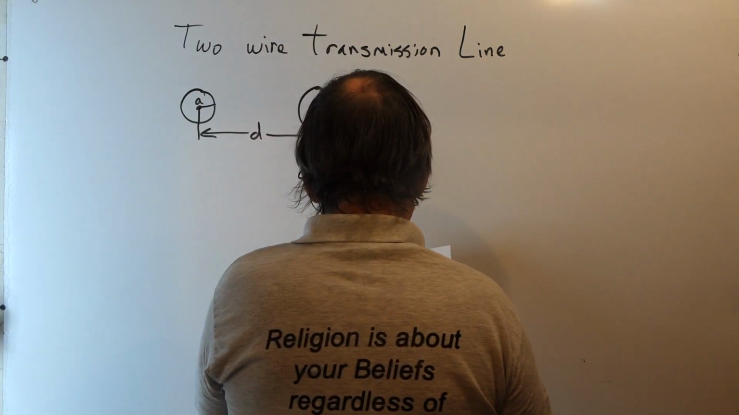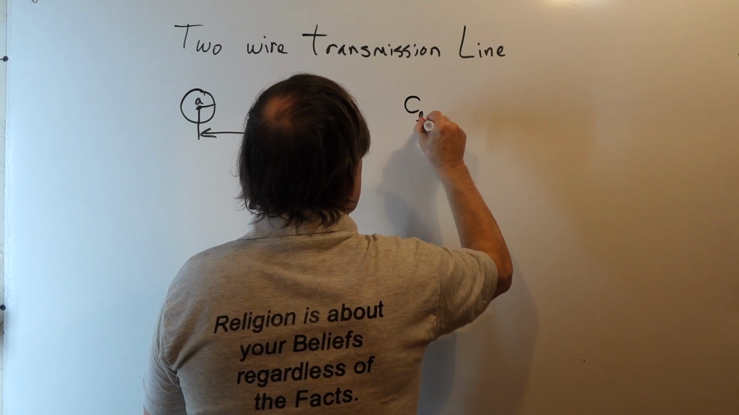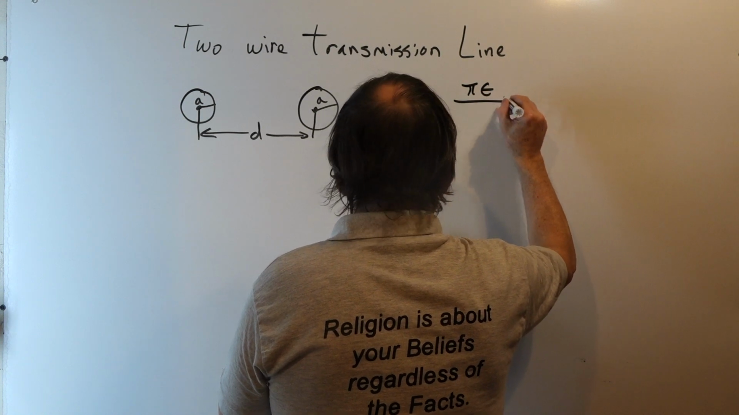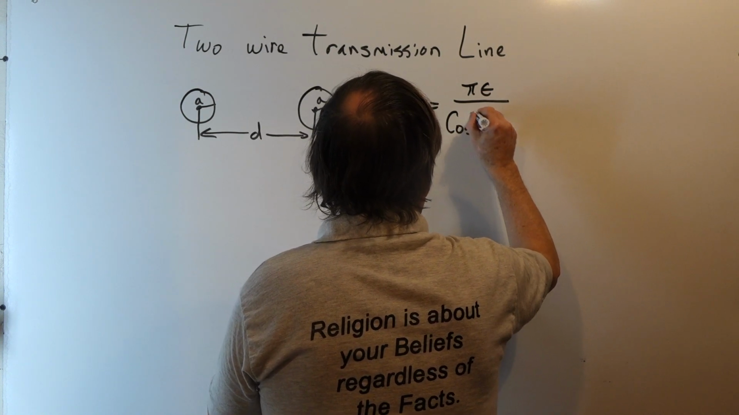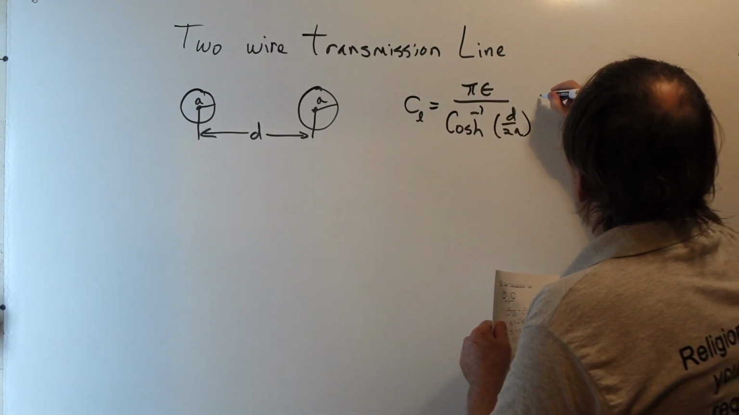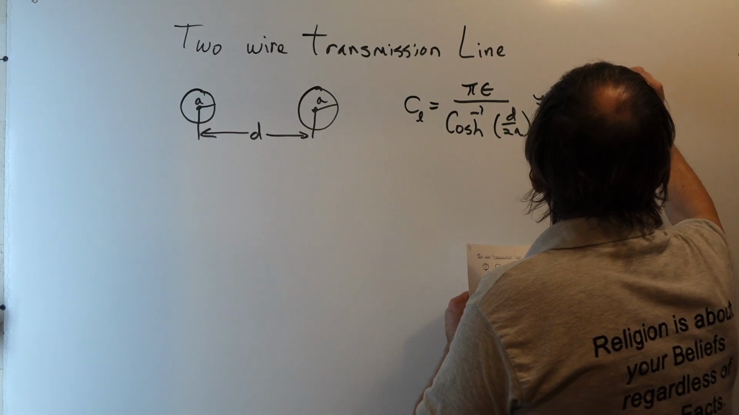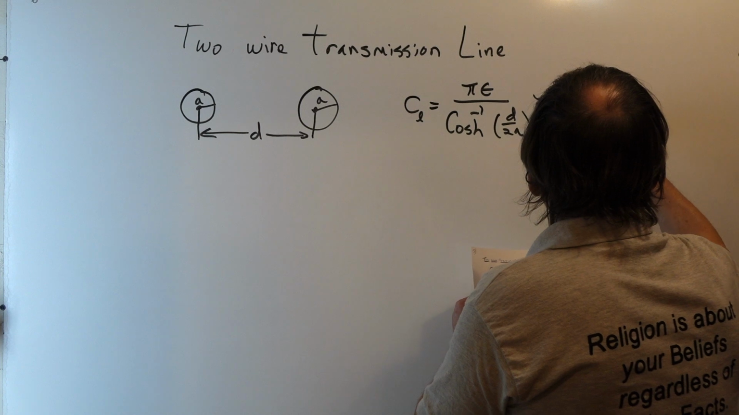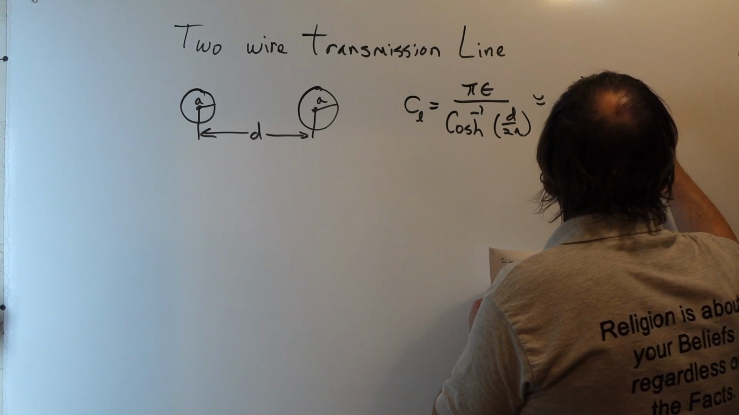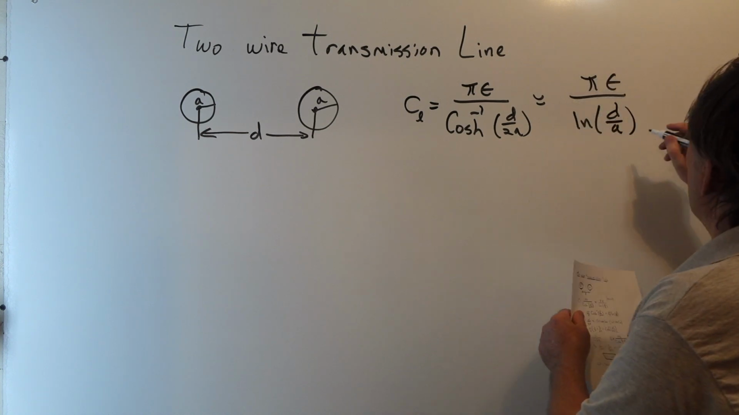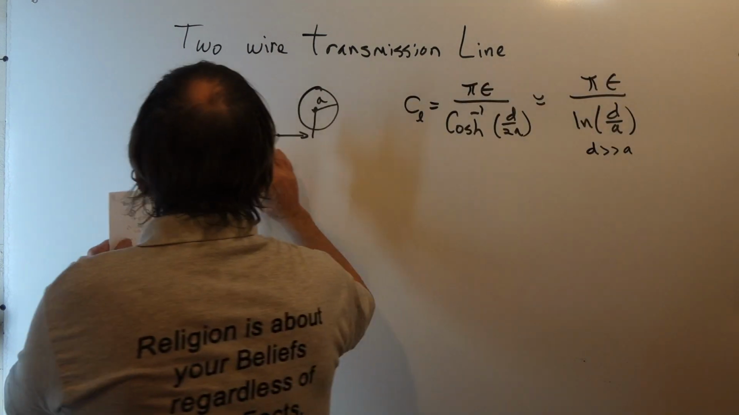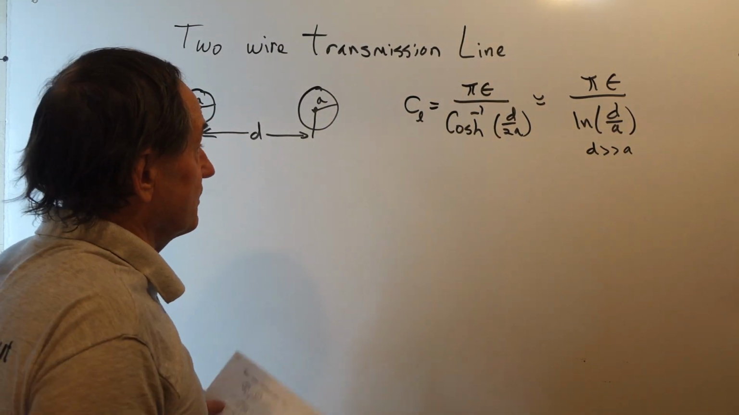The capacitance per unit length, I'll denote it that way, is pi epsilon over the inverse cosh of D over 2a. And this is approximately equal to pi epsilon over the natural log of D over a. This is for the case when D is much, much greater than a. That is, the separation distance is much larger than the size of the conductors.